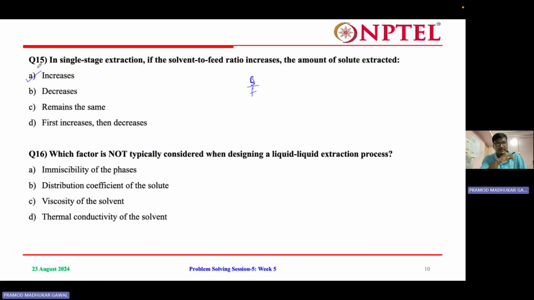Question number 16. Which factor is not typically considered when designing a liquid extraction process? In designing the LLE process, we consider the immiscibility of the phases, distribution coefficient, viscosity of the solvent. So option D, the thermal conductivity of the solvent, is not a factor considered for selecting the solvent or designing the liquid extraction process.